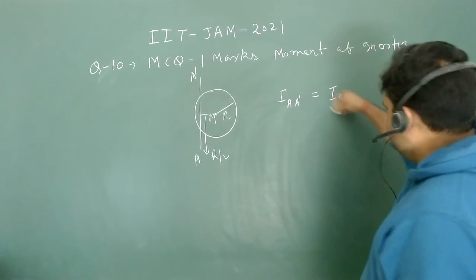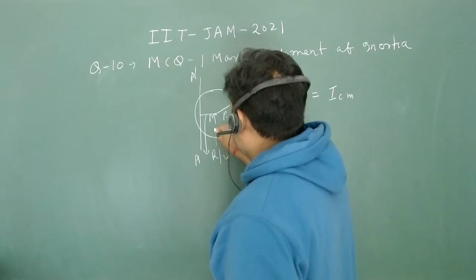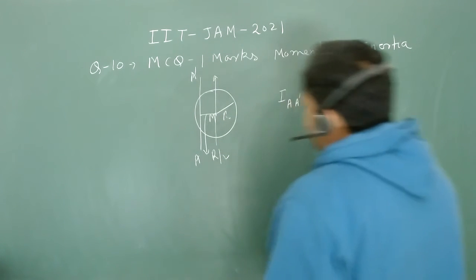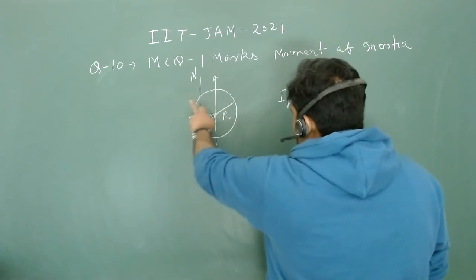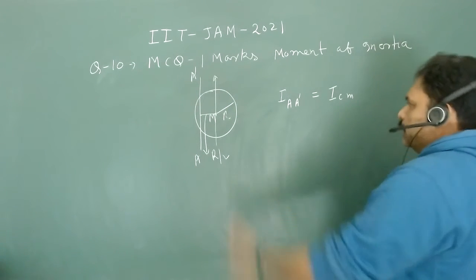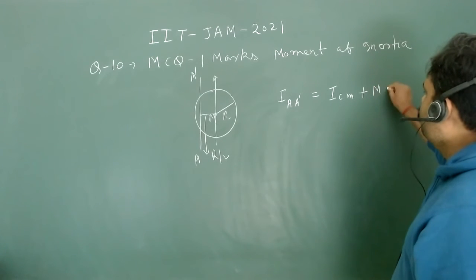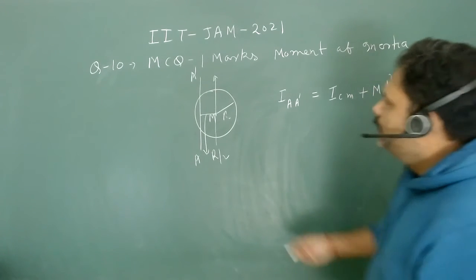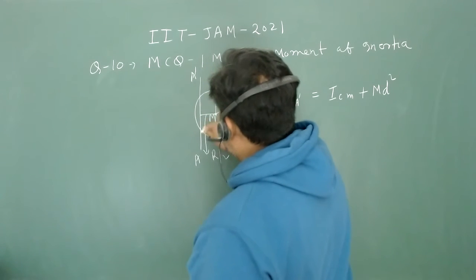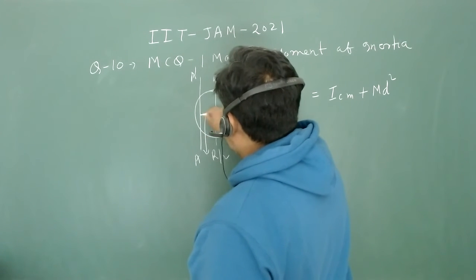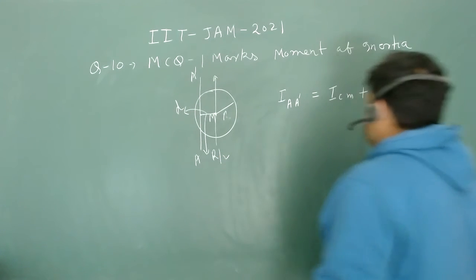I CM. I CM is the moment of inertia about the axis which is passing through the center of mass. And we take that axis along the z axis such that these two are parallel. So we can easily use this parallel axis theorem, plus m d square. d is the distance between the center of mass and this axis A dash. So this is the distance d, that is the perpendicular distance actually.